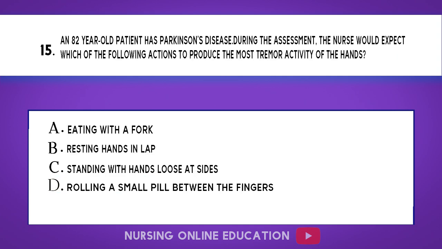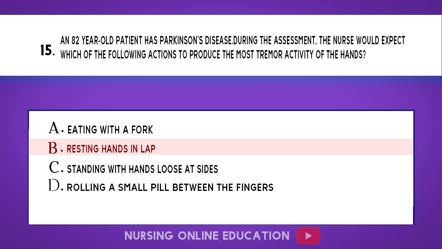Masks. 15. An 82-year-old patient has Parkinson's disease. During the assessment, the nurse would expect which of the following actions to produce the most tremor activity of the hands? A. Eating with a fork. B. Resting hands in lap. C. Standing with hands loose at sides. D. Rolling a small pill between the fingers. The answer is option B.